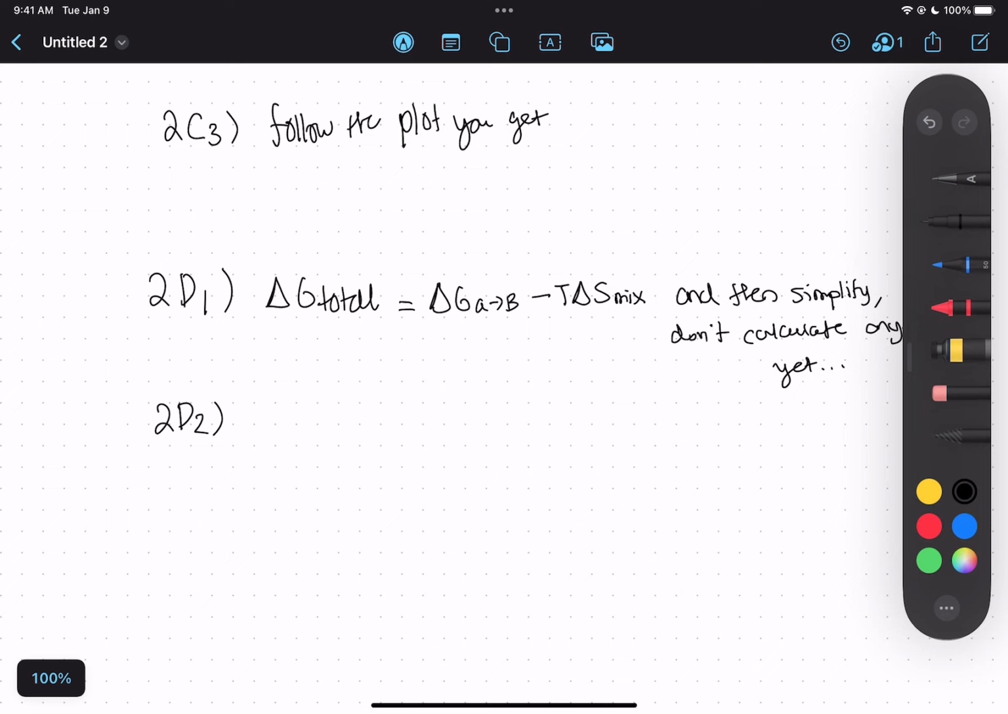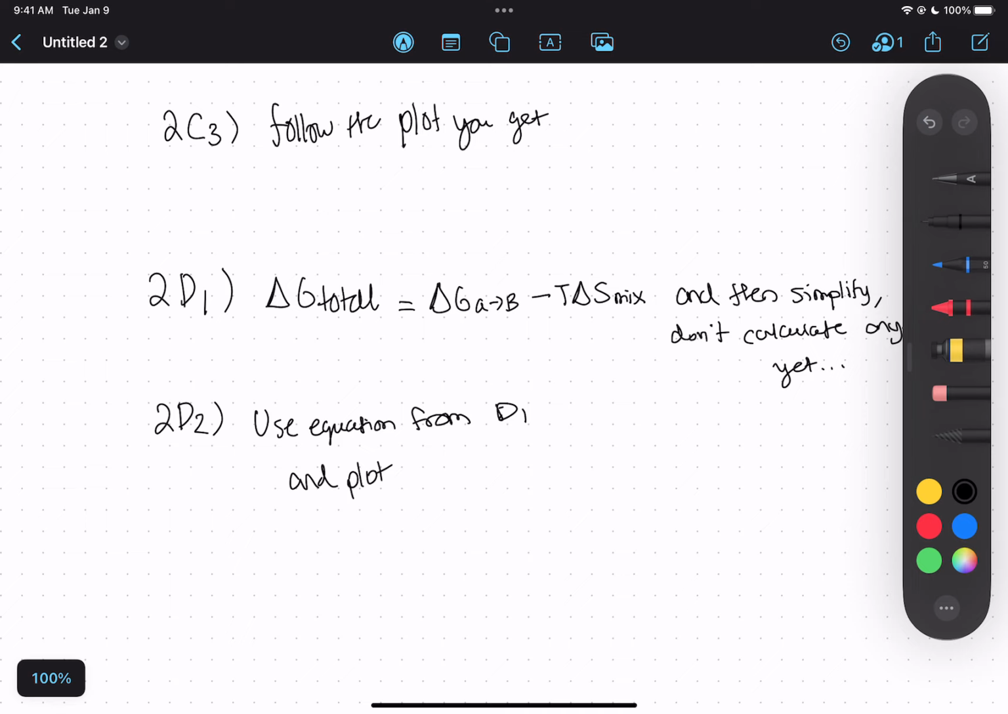And then using the equation for 2D1, that's how you can get your delta G total, and that's how you can fill it in the table there. Then effectively you just plot out all those values, 0.1, 0.2, 0.3, all those different mixture fractions, and that's how you can go about solving 2D2. So use the equation from D1 and plot, basically. And then they're asking how you can spot from the graph the fraction x of beta D-glucose at which the system reaches equilibrium.